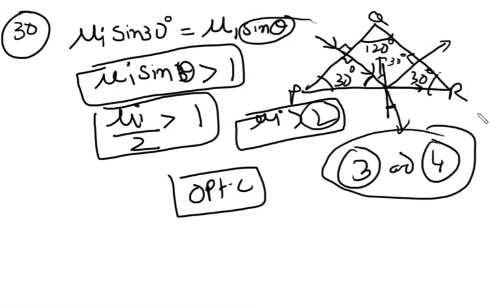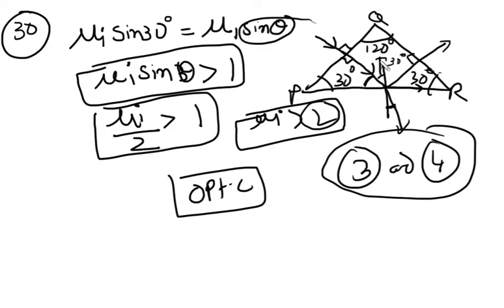In question number 30, it is all about TIR. In TIR, we have the incident beam, which is incident normally and is totally internally reflected. Then only it will come out from QR. If not, it will just refract through PR. So the condition for that is mu I sin theta should be greater than 1.